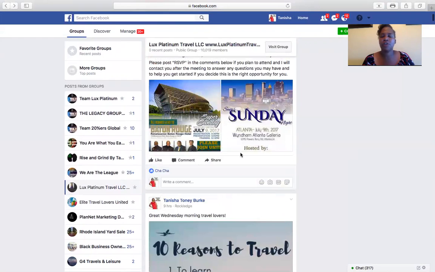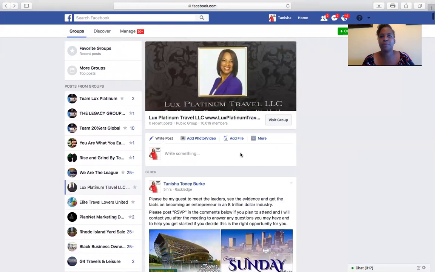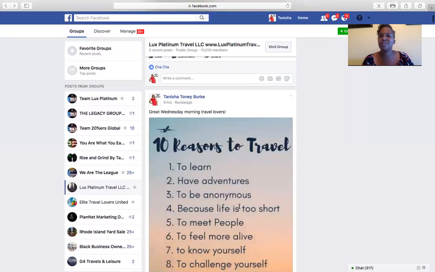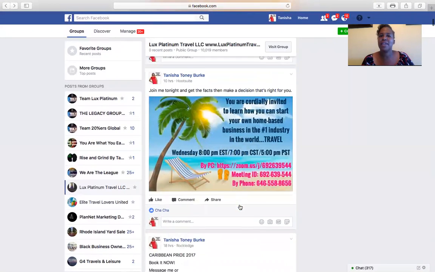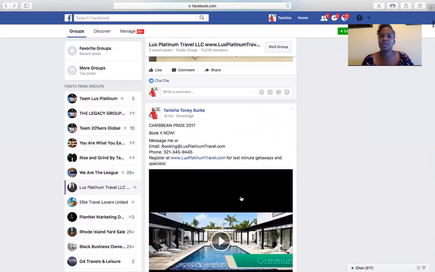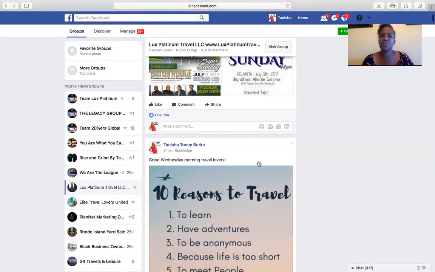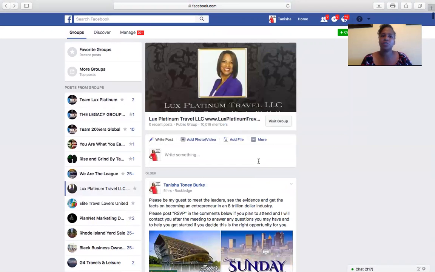Have that in your travel group before you start adding new people, because no one wants to be added to an empty group. You want to give them a reason to want to stay in your group, because the moment you put them in there, before they jump out, they're going to scroll and see what you have going on. And if they see something that interests them, then they will probably stay in your group. So definitely make sure you get 20 posts in your travel group before you start adding people to it.